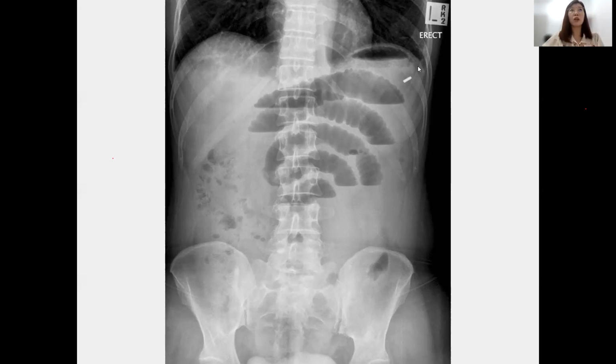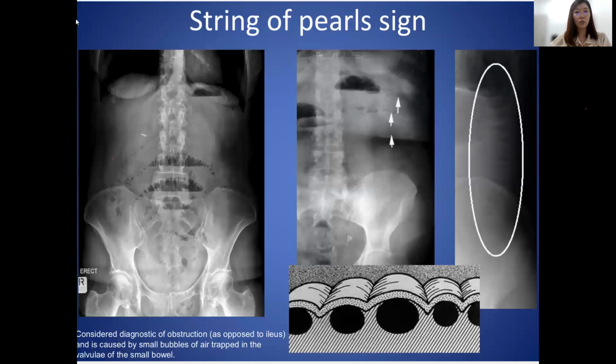Normally we will do abdomen X-ray in supine view, but in my hospital they always like to do erect view. All right, so these are small bowel obstruction. Okay, multiple air fluid level with dilated small bowel. Why I say is small bowel? Because there's present a valvulae conniventes. Okay, small bowel obstruction.